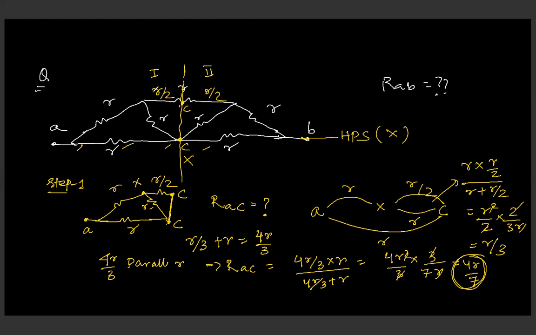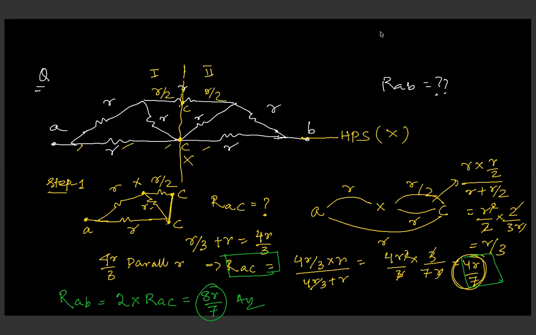What I told you, we are breaking this circuit into two equal parts. So I'm using one more color of pen to show you. If it is broken equally into two parts, we can write RAB is nothing but 2 times RAC, right? So the final answer is 8R by 7. So this is the answer to this part.